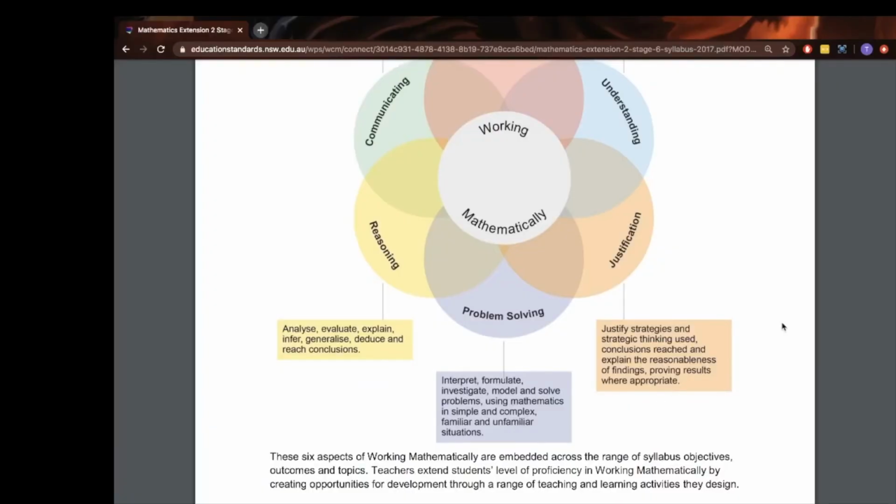The sixth aspect of working mathematically is problem solving. You will interpret, formulate, investigate, model and solve problems using mathematics in simple and complex, familiar and unfamiliar situations. So that's the process of how you're going to be answering a question. First of all, you will interpret the question. What's it giving you? What's it want? Then you will formulate how you will respond to the question.